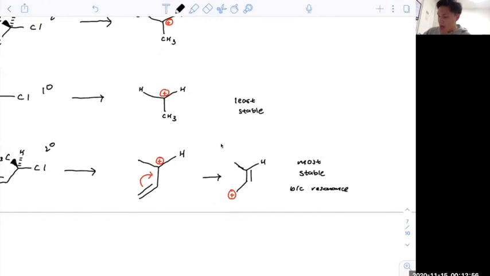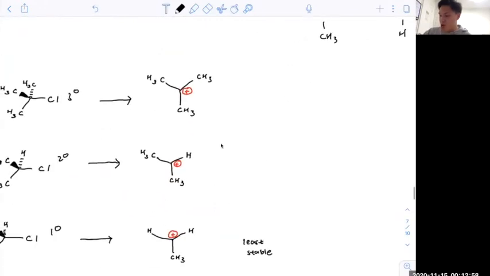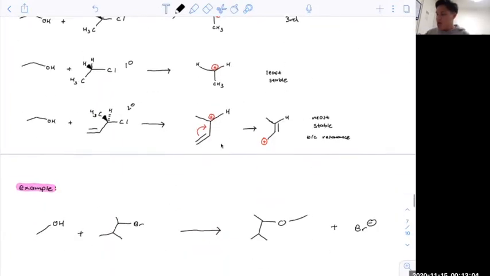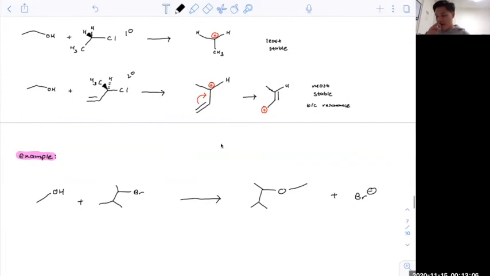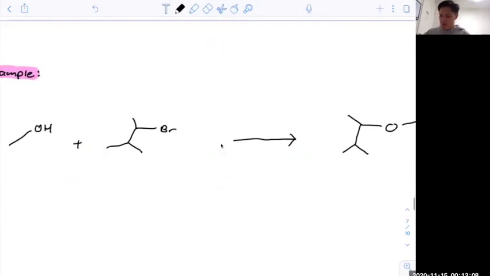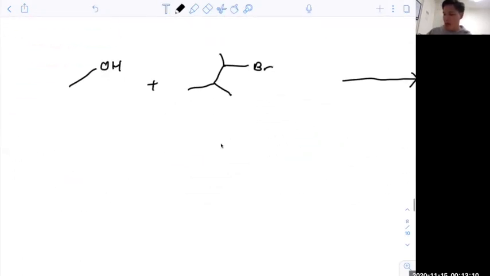And then, as you guessed, this would be our second most stable. And then this would be our third because it's a secondary carbon, okay? So let's do an example of what we have here. So this example right here, okay?